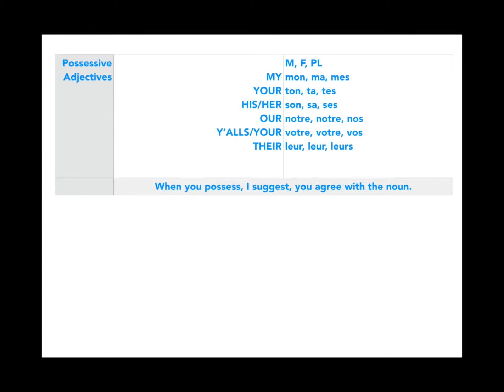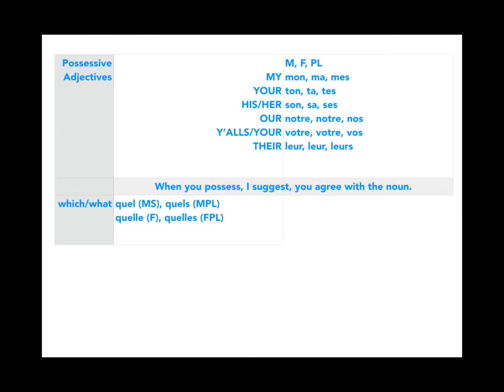Sa agrees with the noun, la pomme. If we say her boy, we say son garçon. Son agrees with the noun, not with her. Okay? So when you possess, I suggest you agree with the noun if you want an A.